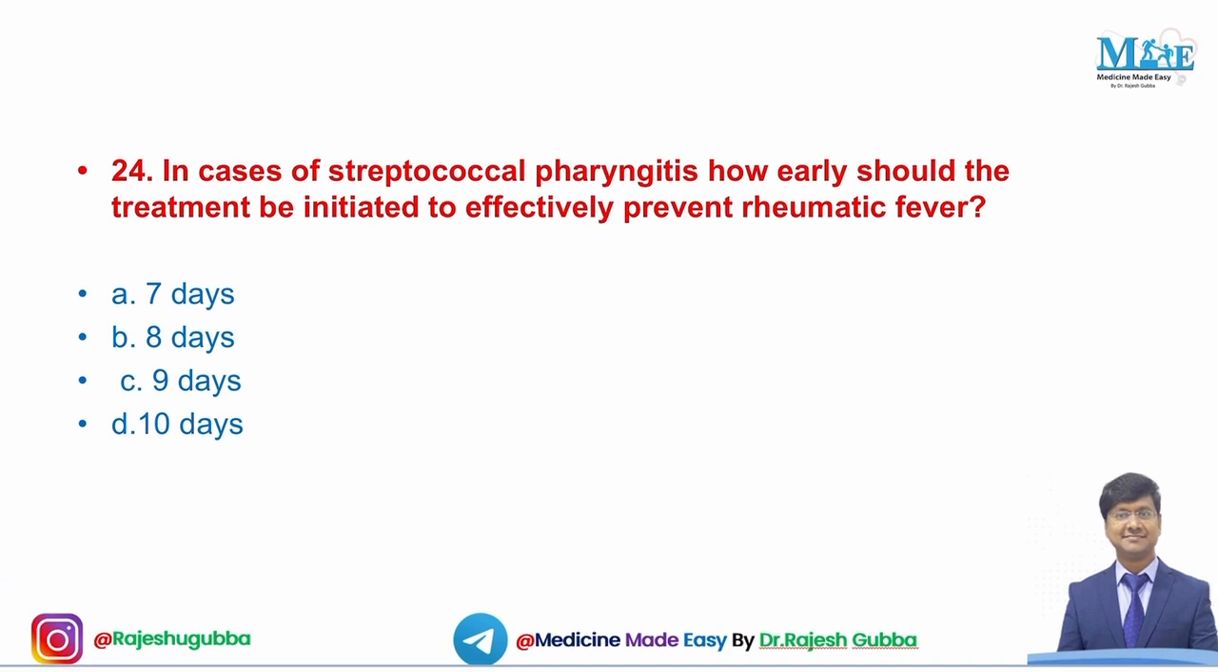In case of streptococcal pharyngitis, how early should the treatment be initiated to effectively prevent rheumatic fever? 7 days, 8 days, 9 days, 10 days. The answer is based on various studies done in various populations. So the answer is 9 days. If you start the treatment for streptococcal pharyngitis within 9 days of the onset, then you can effectively prevent the development of rheumatic fever. Next question.